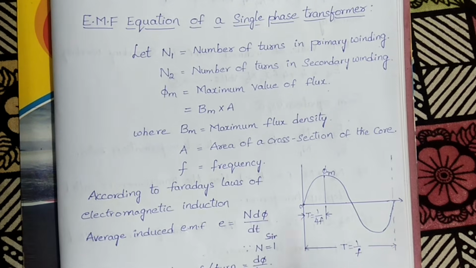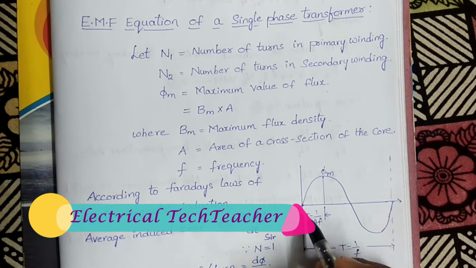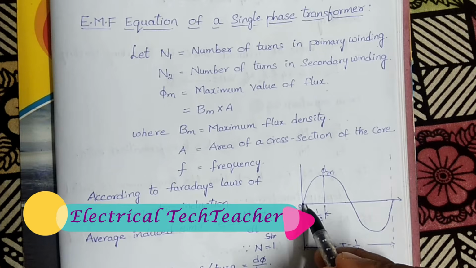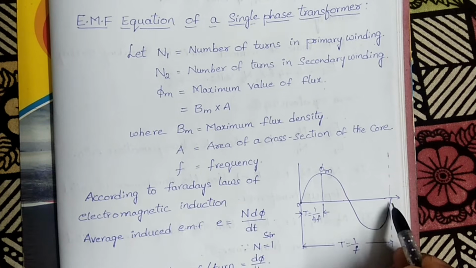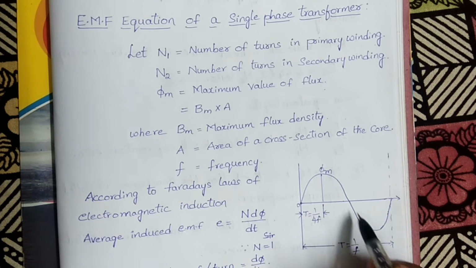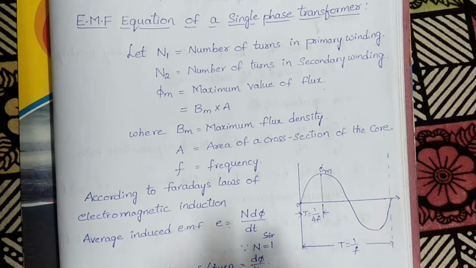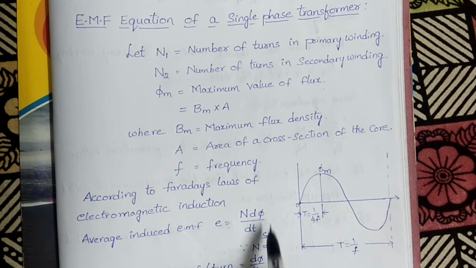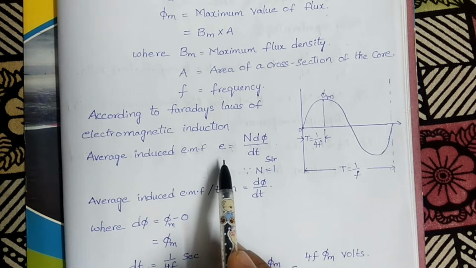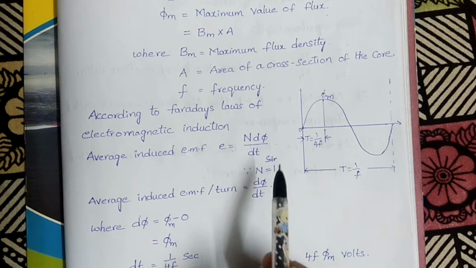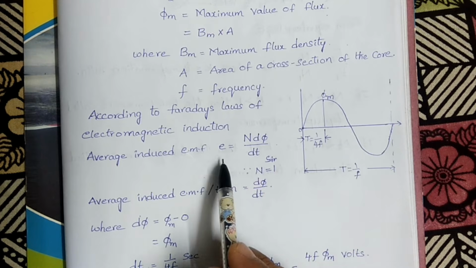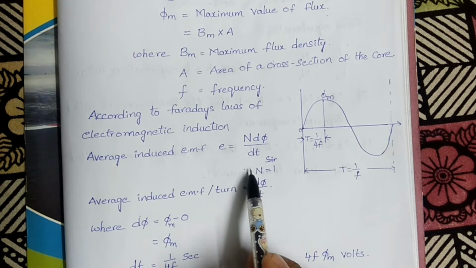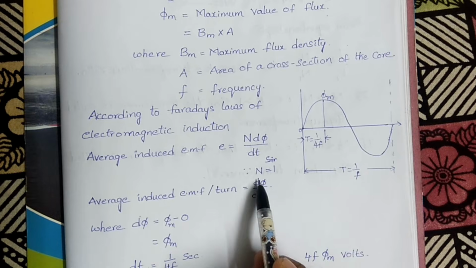The current is alternating, so the flux produced is also alternating, that is sinusoidal. This is one sine wave. According to Faraday's laws of electromagnetic induction, the average induced EMF equals N d phi by dt. That is, the magnitude of induced EMF is directly proportional to the rate of change of flux linkages, E equals N d phi by dt. Let us consider N equal to 1.